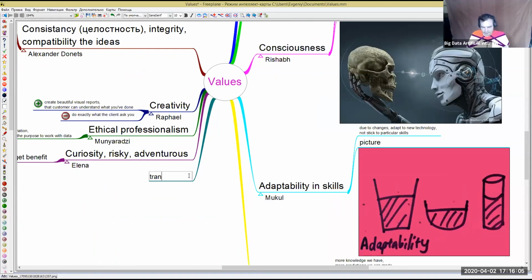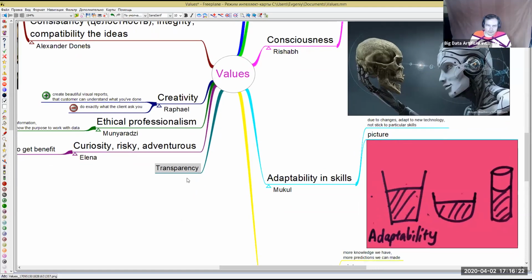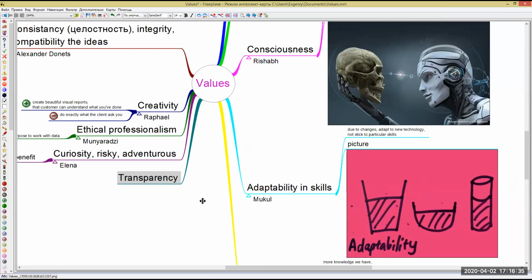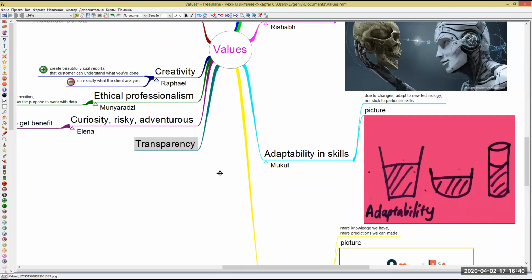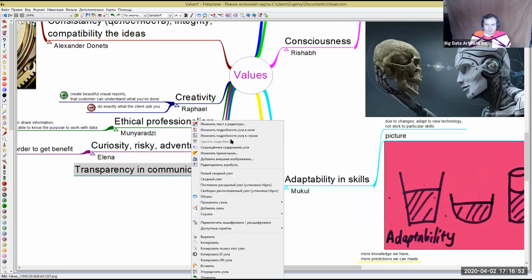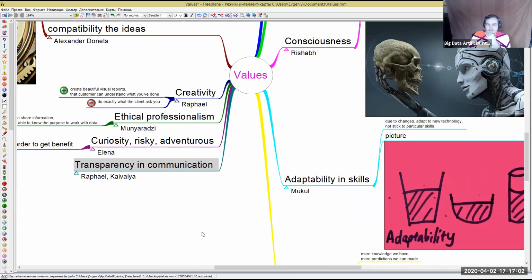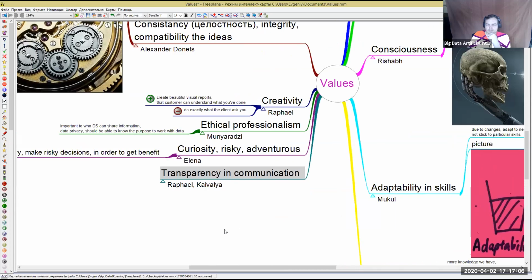Transparency. Rafael, do you agree? Yeah, I think transparency would also engulf communication, because if you are open with your processes, it means you'll be able to speak to every stakeholder. Okay. Transparency, yeah.